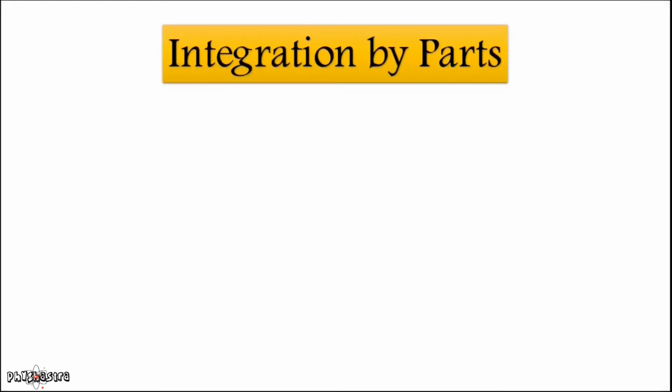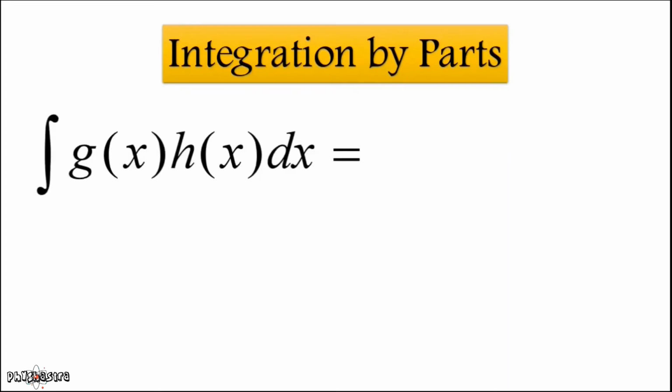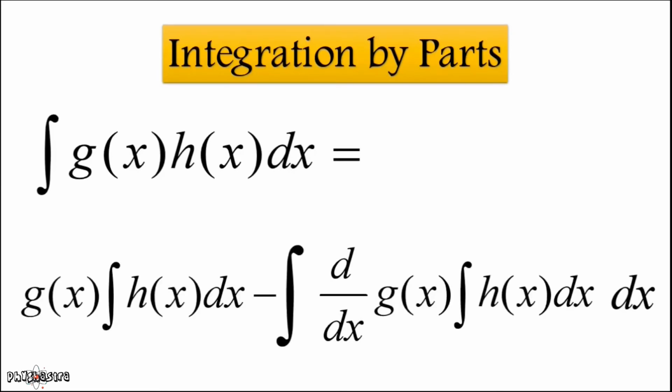As I said earlier, integration by parts is like the product rule in derivatives. But what I didn't say is that it is a lot more complicated than the product rule in derivatives. But I will try to make it easy for you. Let us consider two functions, g of x multiplied by h of x. We need to find the integration of this product. So the formula looks like this.